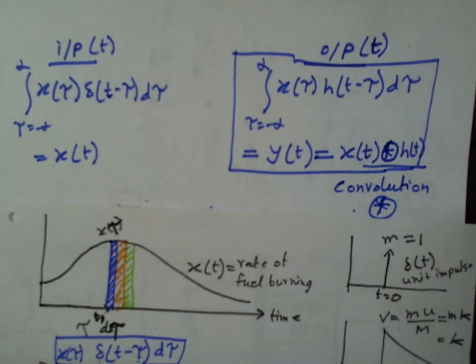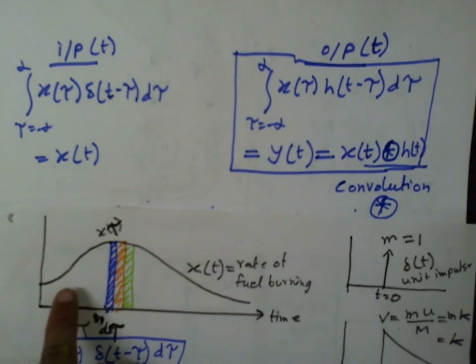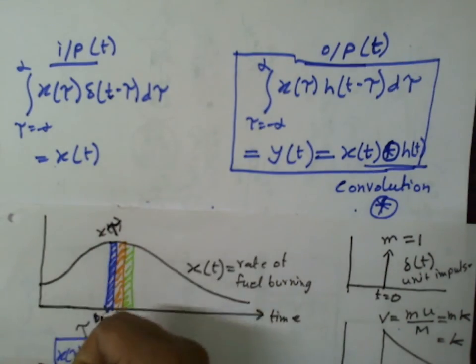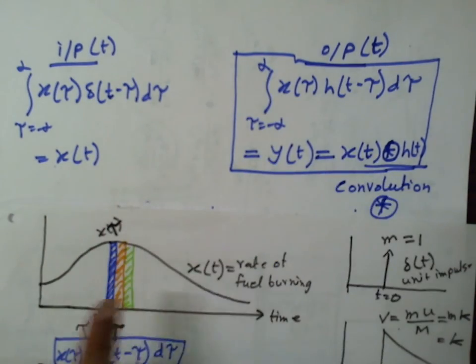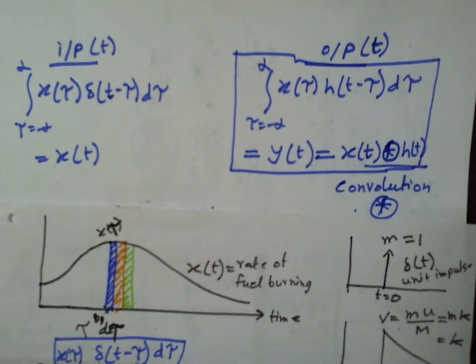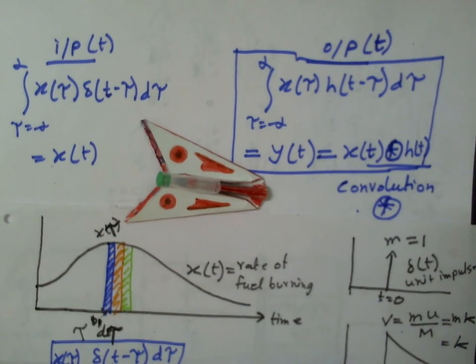So this is how we can get the velocity when the excitation, or the rate of fuel burning, is not impulsive, not like boom, boom, boom, but smooth, like something like that. And then my journey is comfortable and I'm happier with this newer version of my engine.